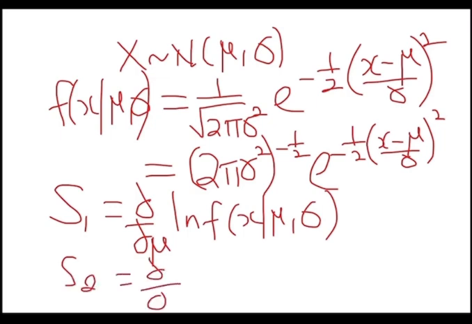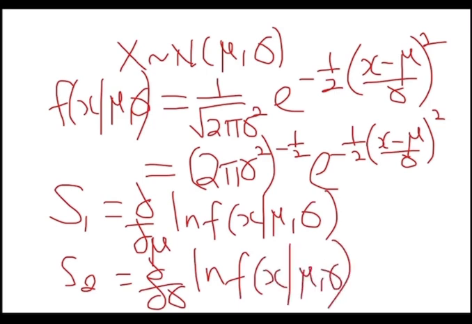And I'm going to do this with respect to standard deviation, f of x, mu, sigma. It means I'm actually going to get two score functions. And when I get two score functions, by the time I take the expectation of s squared, I'm going to get two Fisher informations because we're seeking information about two parameters.